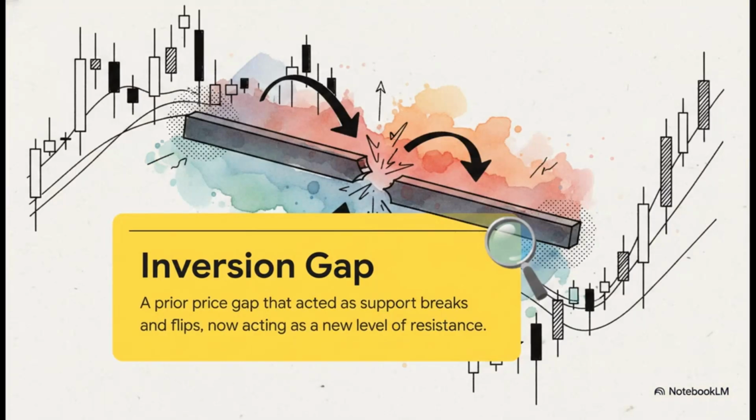The second piece of the puzzle is what's called an inversion gap. It sounds complicated, but it's actually super simple. Imagine a floor in a building. You're standing on it, it's support. But if that floor breaks and you fall through, when you look back up, that same level is now the ceiling, right? It's resistance. That's all this is. When an old support level breaks, it often flips and becomes the new resistance. And that gives you a perfect spot to look for an entry.